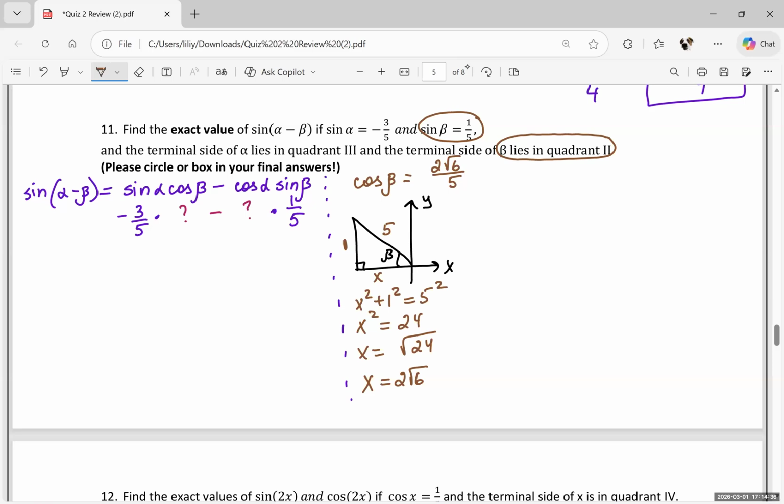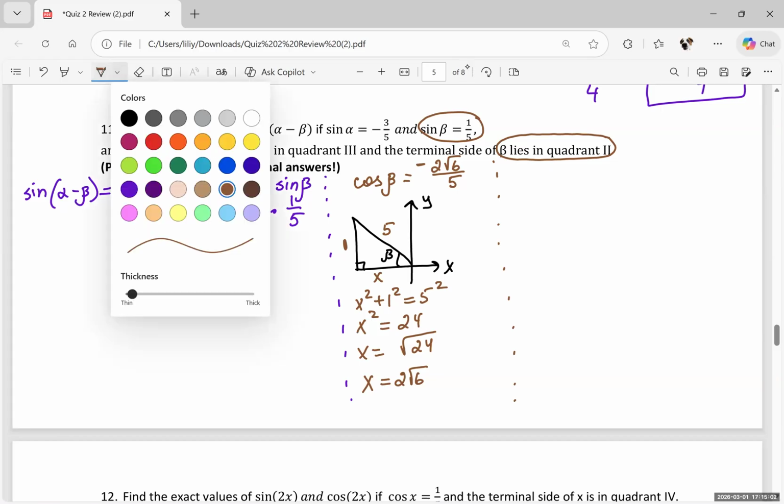Now, you do have to be careful with the quadrants. Since this is quadrant 2 and cosine is negative in quadrant 2, this is a negative value. Before I calculate the last thing that I need, I'm going to go ahead and fill this in where it's supposed to be so that I don't have to worry about it later. So this is negative 2 square roots of 6 over 5.